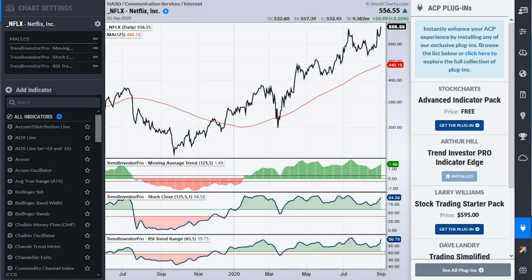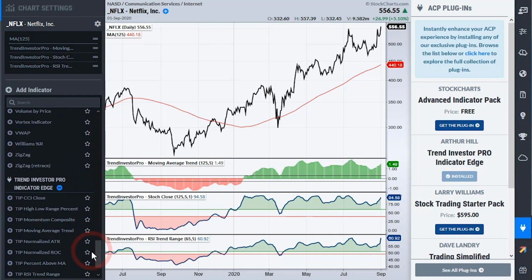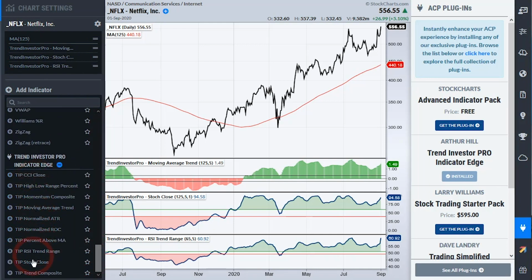So now let's look at some of these trend following indicators that are part of the ACP plugin for TrendInvestorPro. First of all, on the right-hand side, if you click that plugin link there, you can see the plugins that are available. And I've already installed the TrendInvestorPro plugin. It's $49 if you're interested in installing that. And then over on the left-hand side, you'll see your indicators. And if you scroll down, if you've installed it, there you can see all the TrendInvestorPro indicators for the plugin.